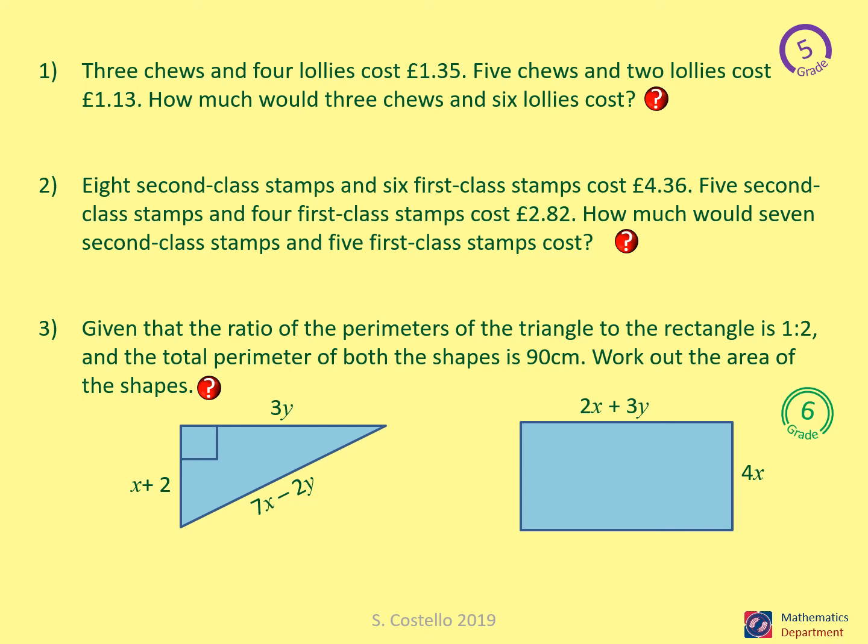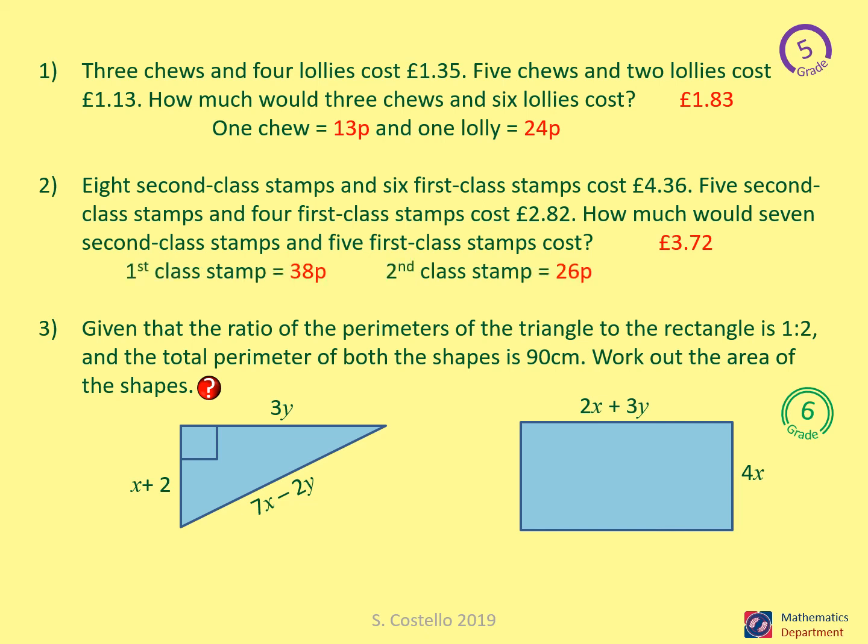Question 1, £1.83. One chew costs 13p and one lolly costs 24p. Question 2, we've got £3.72. A first class stamp was 38p and a second class stamp was 26p. And finally, for question 3, we have x equals 3 and y equals 4. The area of the triangle is 30 centimetres squared and the area of the rectangle is 216 meters squared.